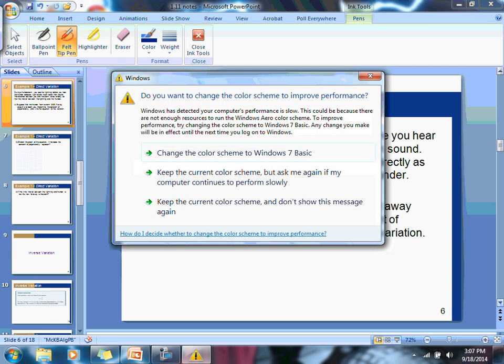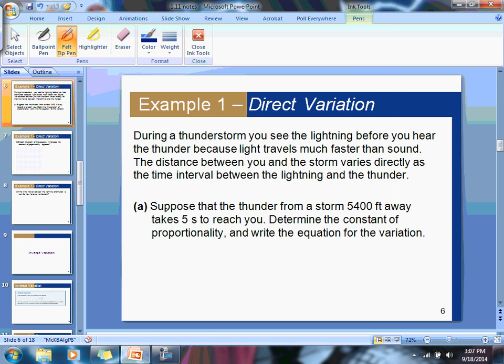So we're going to go through a word problem here. And this problem is about a thunderstorm, but we're going to apply the direct variation concept to it. So during a thunderstorm, you see the lightning before you hear the thunder because the light travels much faster than the sound. And then this sentence right here is going to be really important. The distance between you and the storm varies directly as the time interval between the lightning and the thunder.